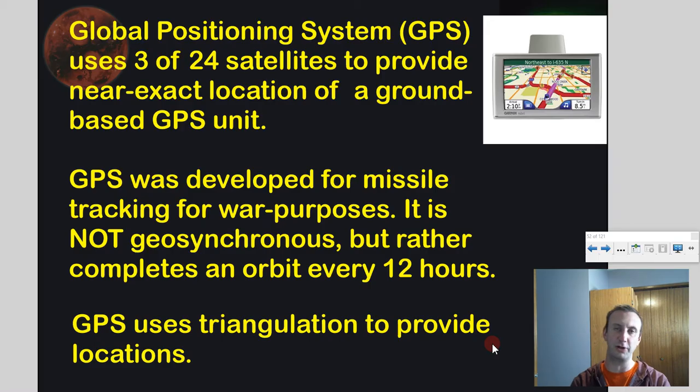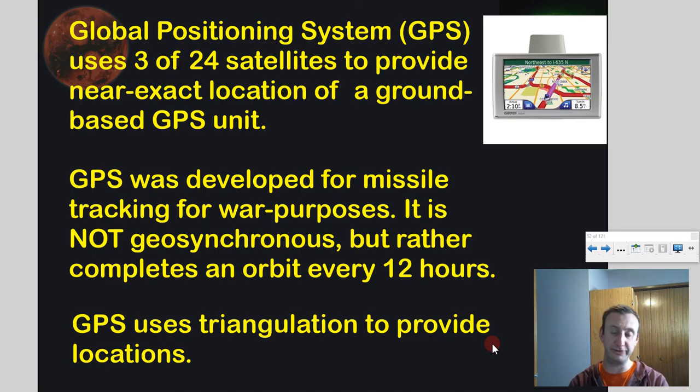So we can do what's called triangulating as long as we are in range of 3 signals out of the 24 satellites. So if 3 satellites can be reached out of the 24, then we can figure out location by triangulating it. GPS was originally developed for missile tracking for war purposes, but over time, of course, it's come into consumer products.